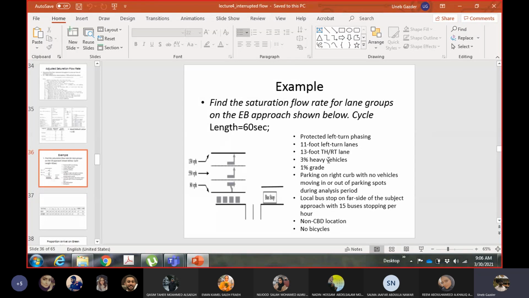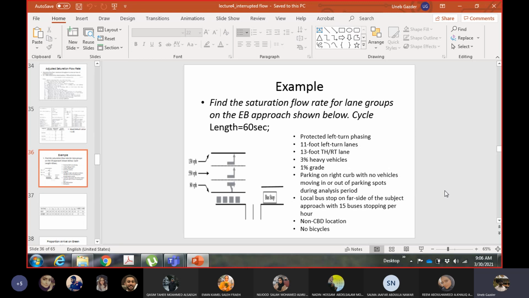3% heavy vehicles, 1% grade. There's parking available on the right curb with no vehicles moving in and out during the analysis period. So maybe in the peak hour, people are not parking on this side, maybe because they feel they are getting blocked or something. Bus stop on the far side of the subject approach. Far side means the other side of the signal, downstream. 15 buses stopping per hour. Non-CBD location, no bicycles. So we have to find out the saturation flow rate for these lanes.